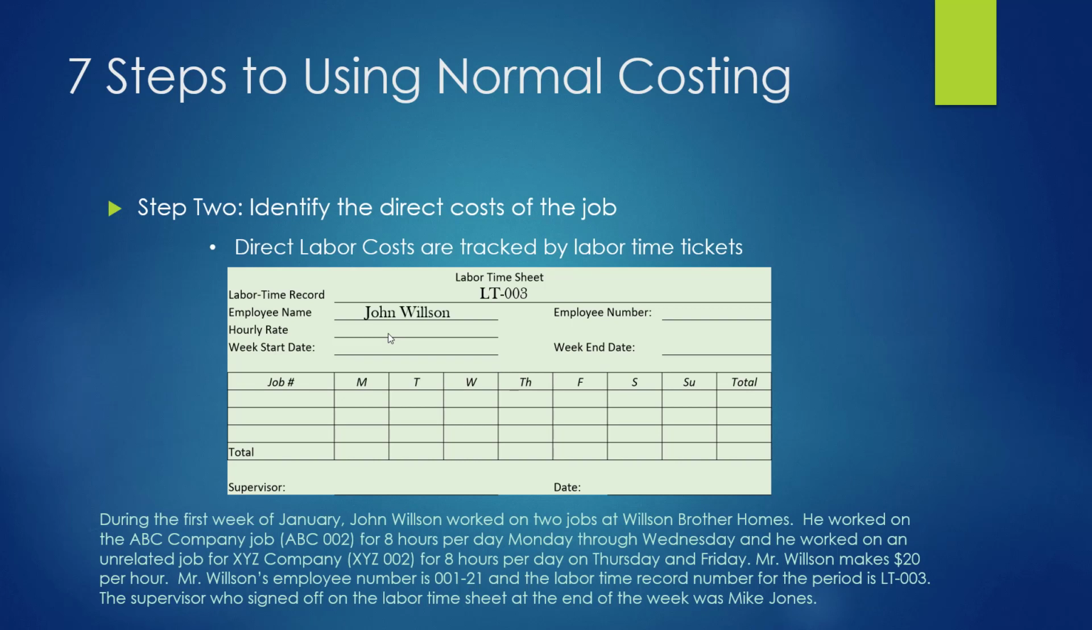Well, this is labor time record LT003. Employee's name is John Wilson, who has the employee number of 001-21. Mr. Wilson, as our information has told us, makes $20 per hour, and we are making this labor time sheet for the first week of January, so that would begin January 1st, 20XX, and end January 6th, 20XX.